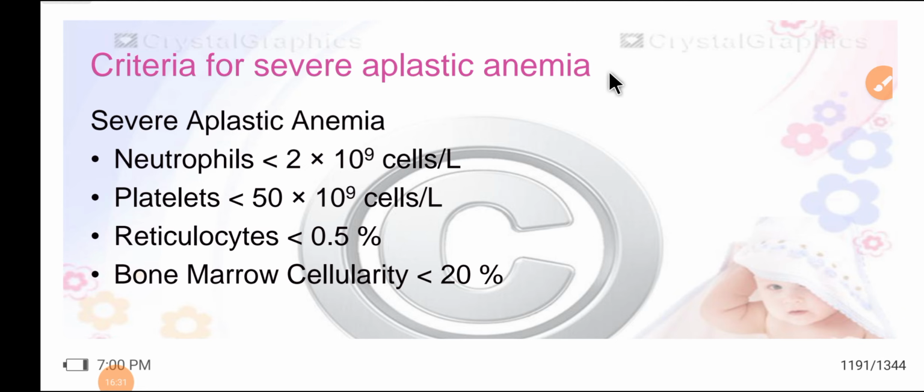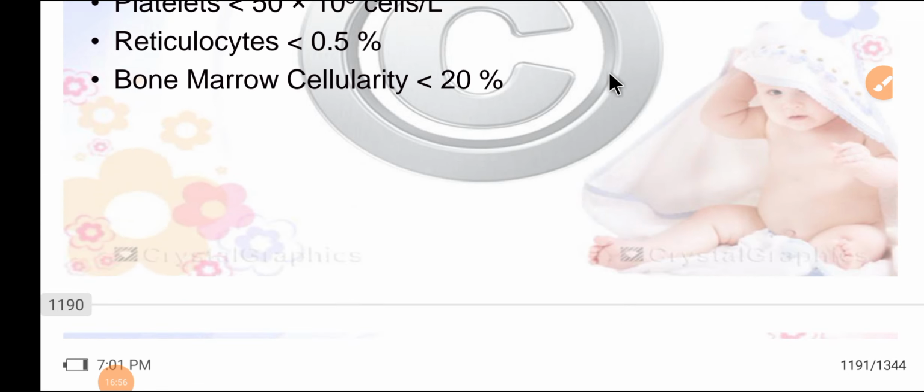Criteria for severe aplastic anemia. Severe aplastic anemia: neutrophils less than 2 multiplied by 10 to the power 9 cells per liter. Platelets less than 50 multiplied by 10 to the power 9 cells per liter. Reticulocytes less than 0.5%. Bone marrow cellularity less than 20%.